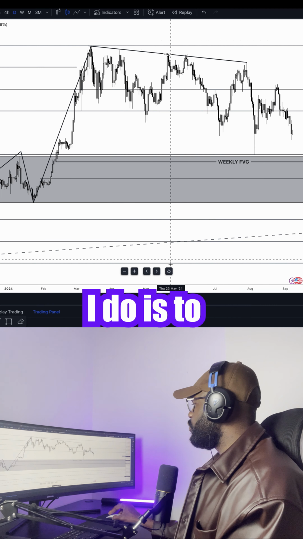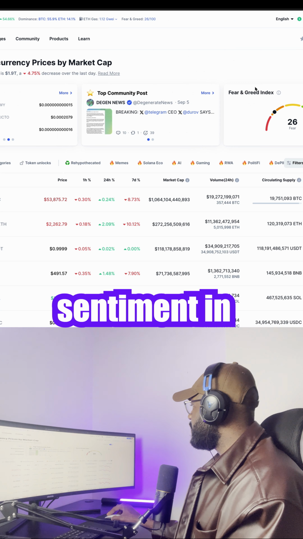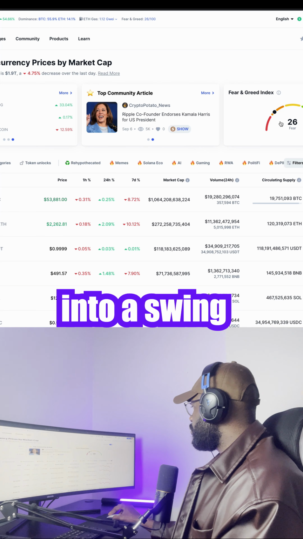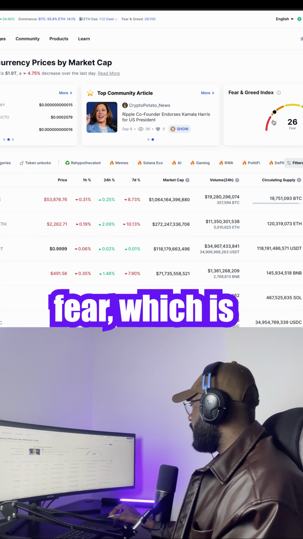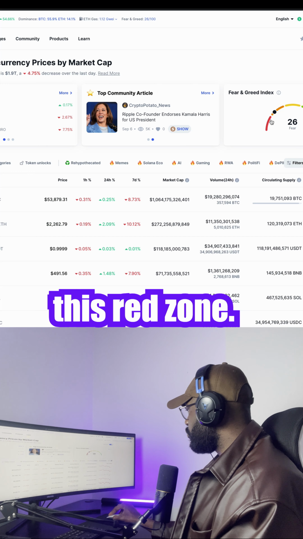Now, the next thing I do is to have an understanding of the sentiment in the marketplace. Currently, the sentiment is at fear. If I want to get into a swing position for the long term, I'll most likely prefer to see this be at an extreme fear, which is this red zone. That is when most retail traders are jumping out of the market when we are in this red zone.